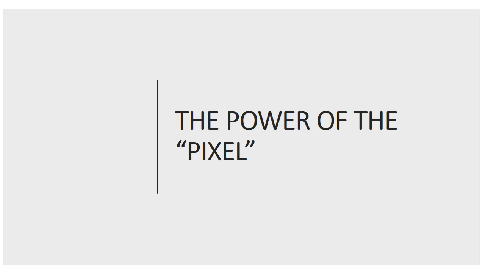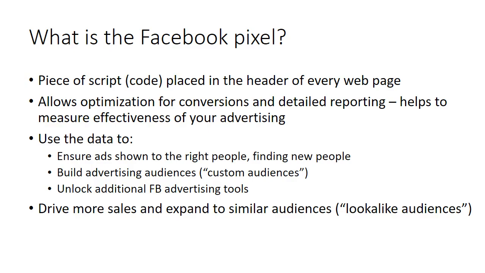So, as I said, we're going to cover the power of the pixel, the Facebook pixel today. And the first question that comes up is, what is it? Well, it's just simply a piece of code, a little script that is placed in the header of every page on your website. And it allows optimization for conversions and detailed reporting. It's very cool, and really measuring effectiveness of your overall advertising. And if you're familiar with scripts, then this will be familiar to you. If not, just make sure that you follow this in a very intense way, because this is super important.